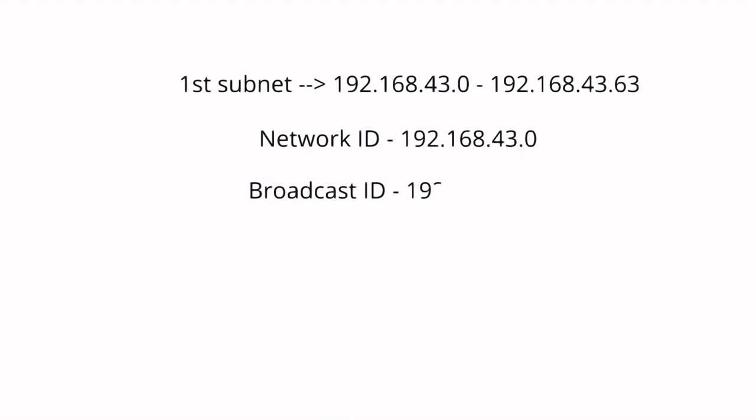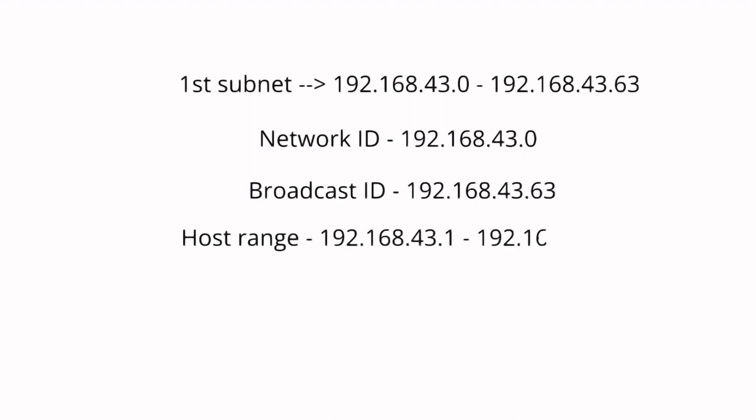The last IP address in any range is our broadcast address. So 192.168.43.63 is our broadcast ID. That means that the remaining IP addresses, 192.168.43.1 through 192.168.43.62, is the range of usable IP addresses. So how many hosts do we have in our subnets?